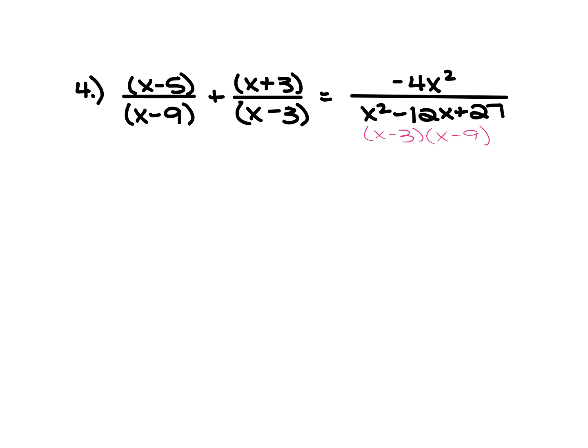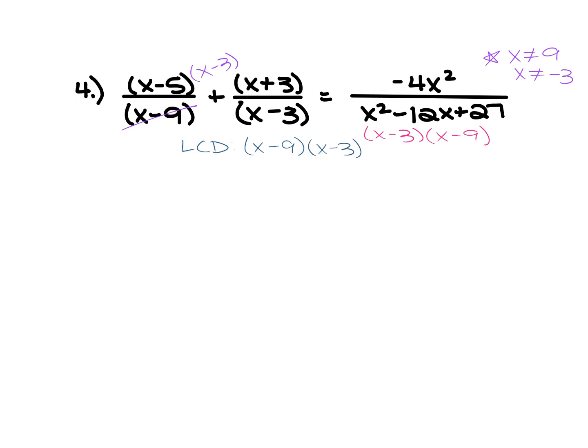From here, we are going to find our least common denominator, which in this case is x minus 9 times x minus 3. That means that x can't equal 9 and x can't equal 3. So we are going to multiply each fraction by whatever's in our least common denominator that's not in its denominator. Your denominator of each fraction should cancel out. So with the first, that x minus 5 over x minus 9, the x minus 9 is part of our least common denominator, so we are just going to multiply the x minus 5 by x minus 3.